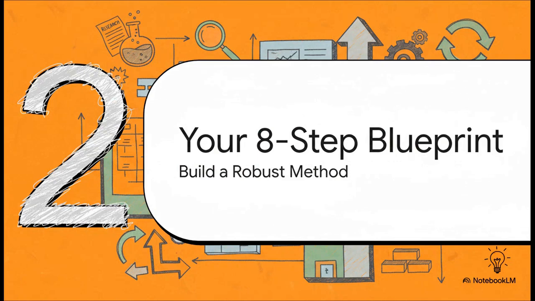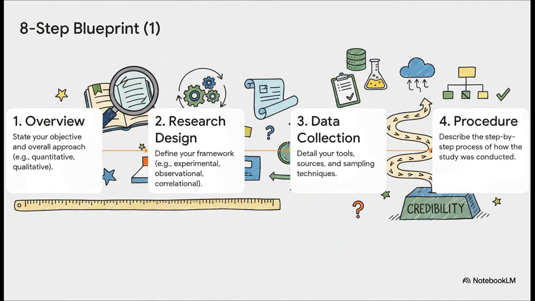So how do you make sure that never happens to you? You build your methodology with a really clear, robust structure. We've broken it all down into an 8-step blueprint that's designed to cover all your bases and build a rock-solid foundation for your research. Okay, our blueprint starts with a big picture. First, you give an overview of your objective. Simple enough. Second, you explain your research design. That's the what. Third, your data collection methods. That's the how. And fourth, the procedure, which is literally the play-by-play of how your study went down.